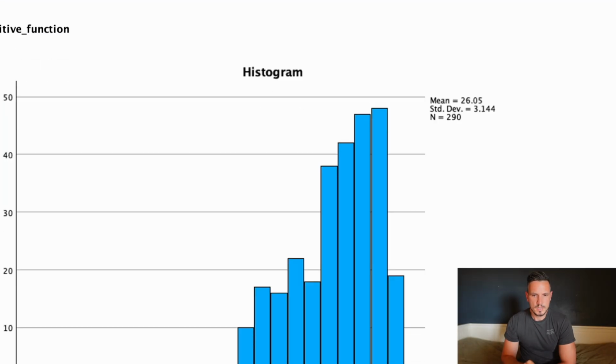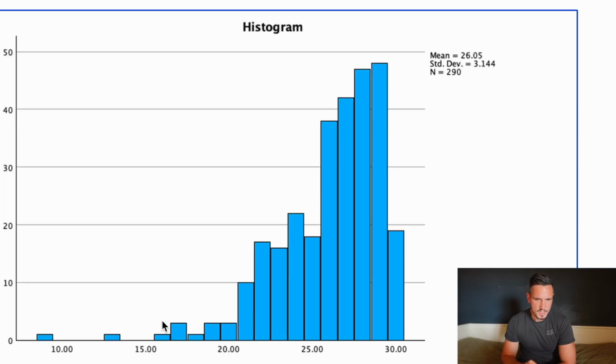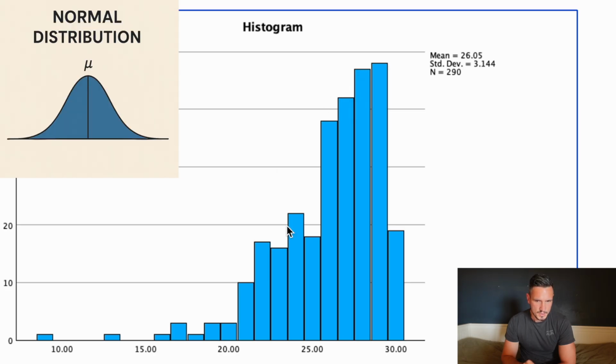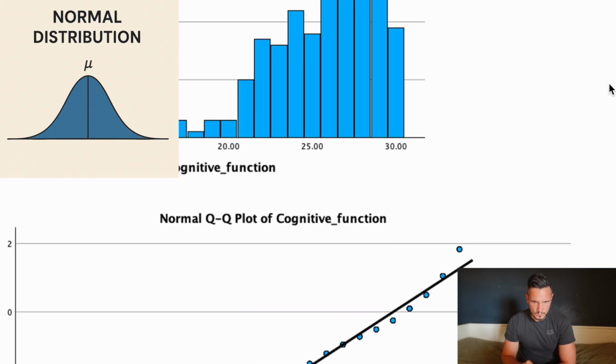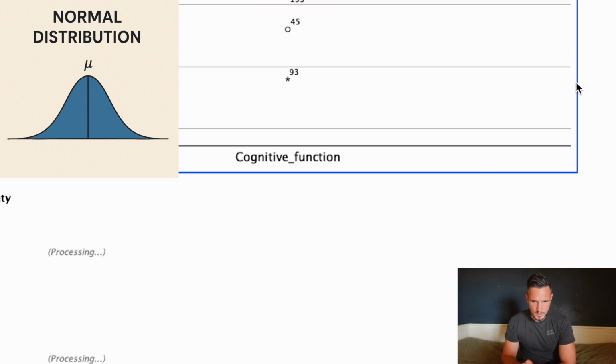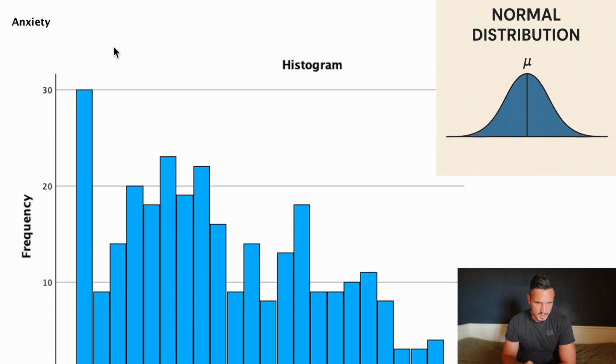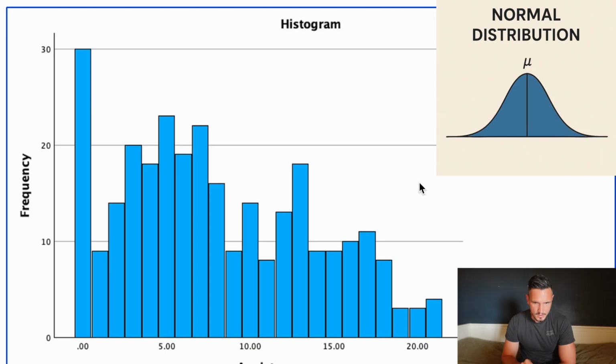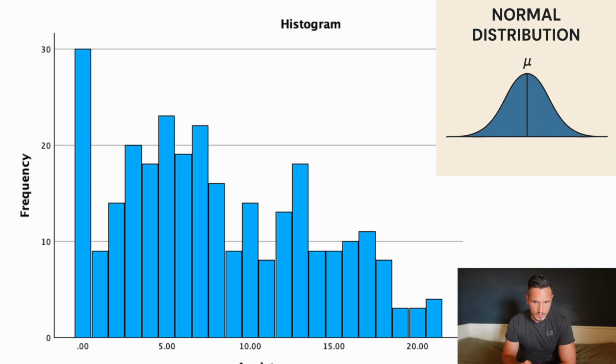If we take a look down here at this histogram, we can see that this supports that, because what we want to see is a nice bell shape here, but we have a very asymmetrical bell. If we keep going down, that was for cognitive function. If we keep going down a bit, we get the one for anxiety. And we can see here again, we don't have the classic bell shape that we would like for a normal distribution.